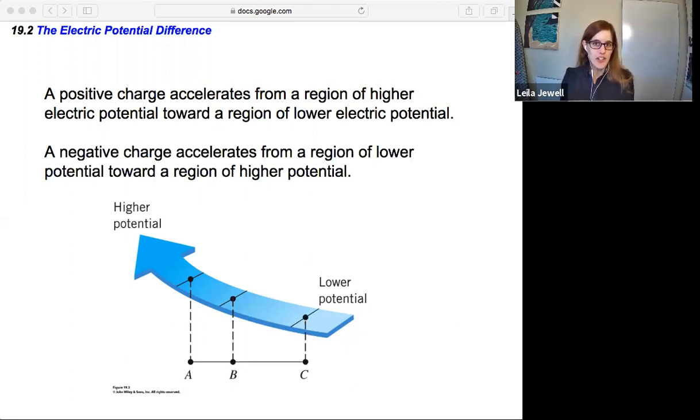Negative charge does just the opposite. So it's going to accelerate from a region of lower potential to one of higher potential. It wants to go to where the positive charges are. So negative charges are able to go uphill, if you will, while the positive charges will always roll downhill, the natural result. All right, this introduces the electric potential difference and electric potential energy. We're going to put the energy together in the next short video, taking a look at how we can add in all of these energy considerations.